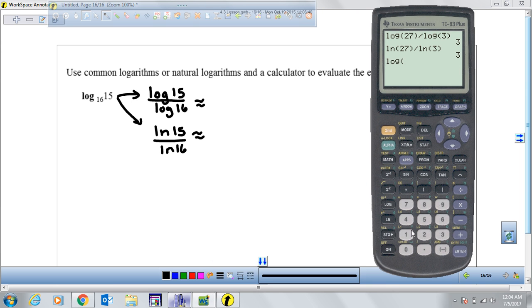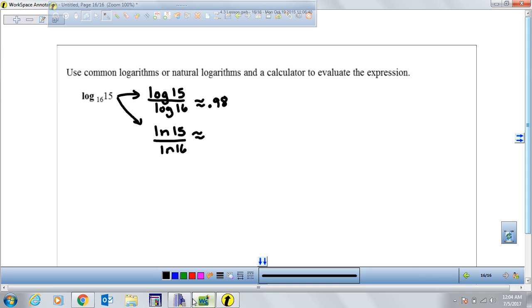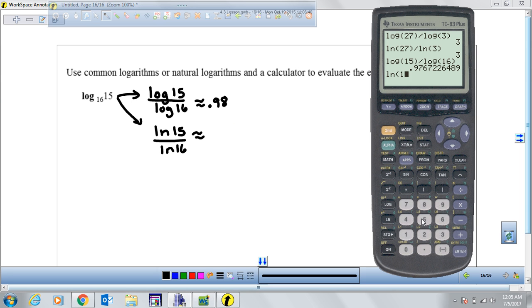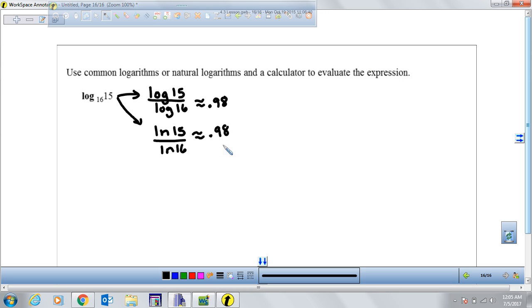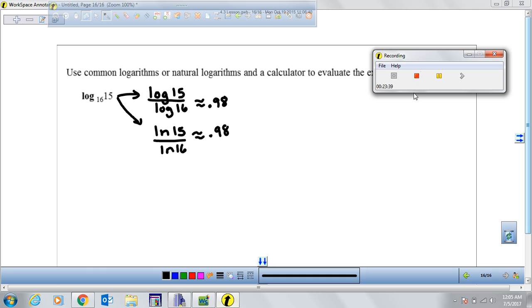So if we put log of 15 close parentheses divided by log of 16 close parentheses, we get 0.98 to 2 decimal places. Let's go ahead and round to 2 decimal places. It is going to be 0.98. If you also do it with the ln of 15 divided by ln of 16, that's also going to give us 0.98. So no matter what we use, either log or ln, when you're evaluating a logarithm in the calculator, both of them will give you the exact same result. And with this problem, we conclude section 4.3, which is about properties of logarithmic functions.